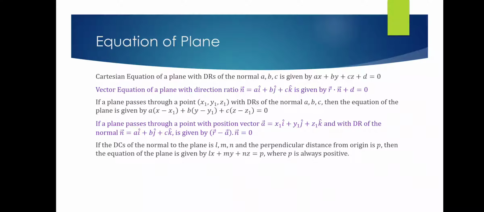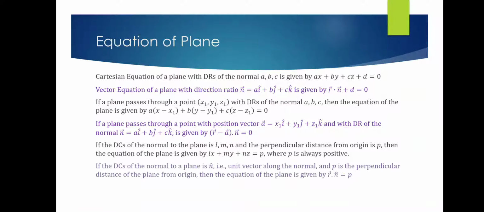Then again, if I know the direction cosines of the normal to the plane, that is l, m and n, and small p, that is the perpendicular distance from the origin to the plane, then the equation of the plane is given by lx plus my plus nz equals to p. The same thing if you want to write in vector form, that becomes r vector dot n cap equals to p. N cap means it is the unit vector in the direction of the normal, and p is, as always, the perpendicular distance from the origin.